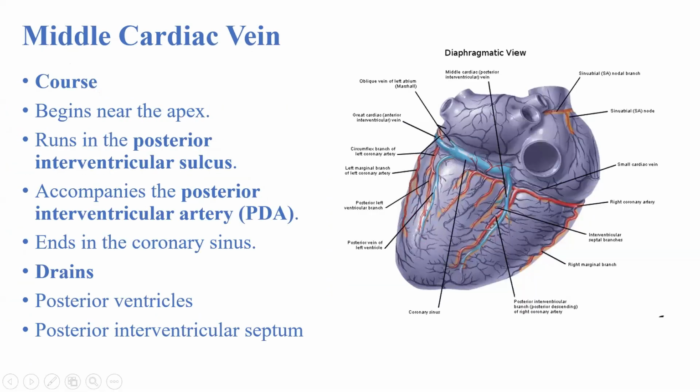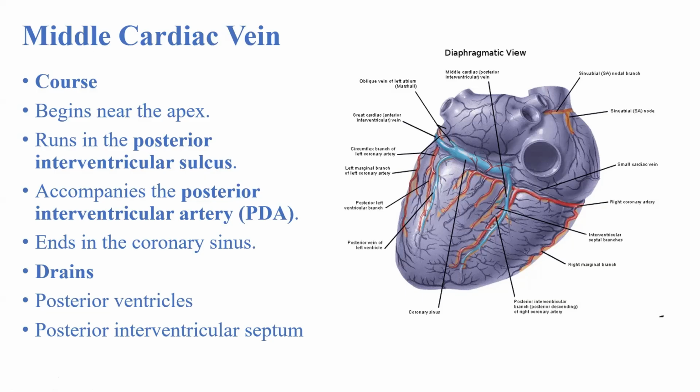Then comes the middle cardiac vein. Middle cardiac vein, you will find it posteriorly, and it again begins at the apex of the heart. It runs in the posterior interventricular sulcus along with the posterior interventricular artery, that is commonly a branch of the right coronary artery, and this is the artery which is responsible for the dominance of heart.